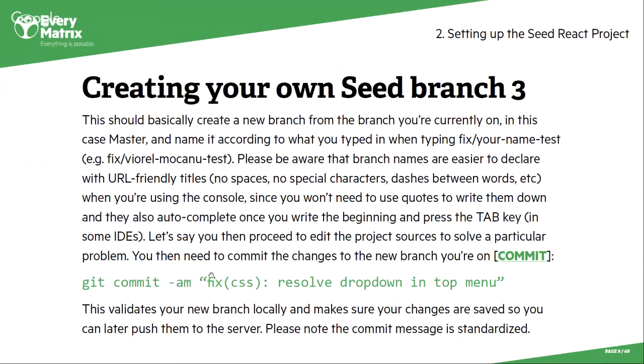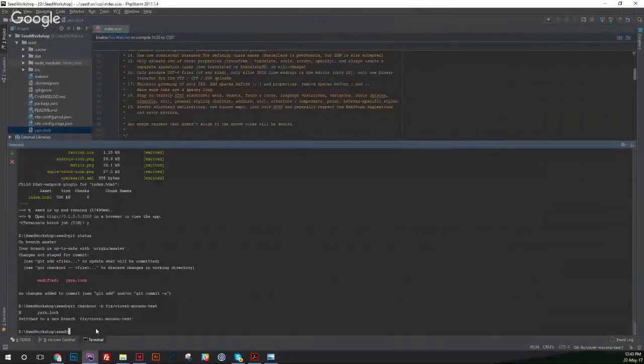-m is message. And this is a standardized type of message. It uses the standards from Angular. This is the type of commit message. This is the context, and this is the actual message. And it can be a bit longer than this if you have to, but ideally this is the format. So let's just commit the changes to our current branch.